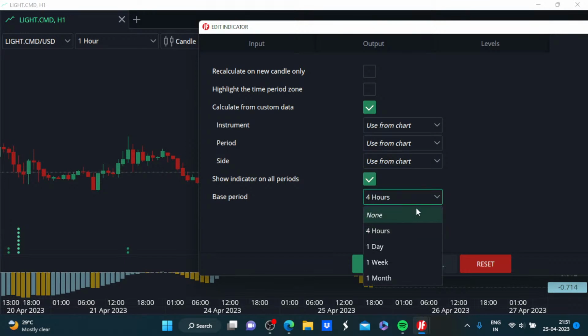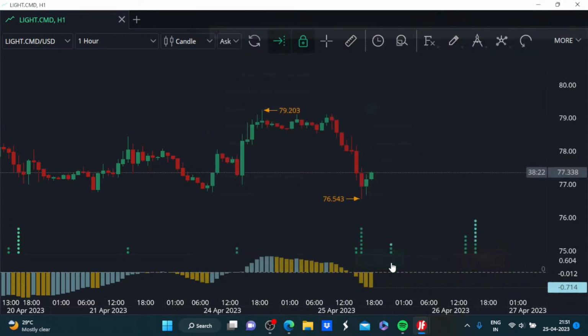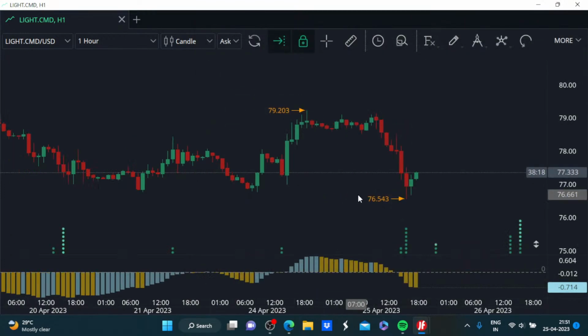Base period. Base period is not going to cause much of an impact. So you can try out these changes, but it is not going to change anything. So that's not really an applicable parameter for this indicator. So that's all from my side for today's session, where we considered the concept, the possible uses, and the customization options of this Elliott oscillator indicator.